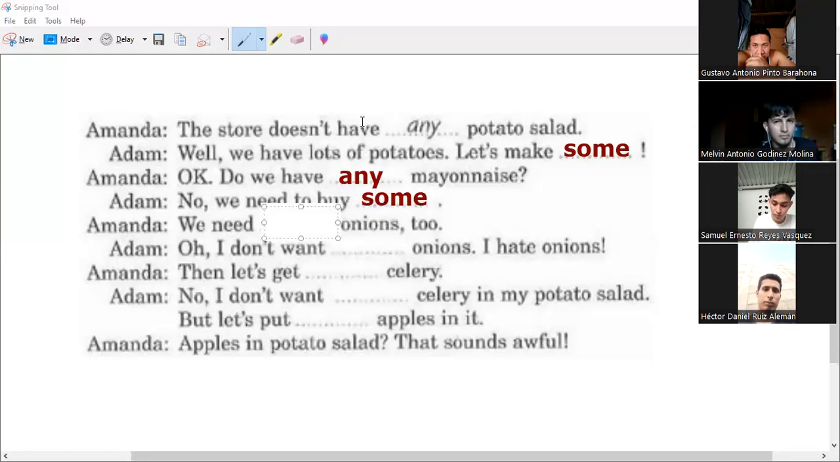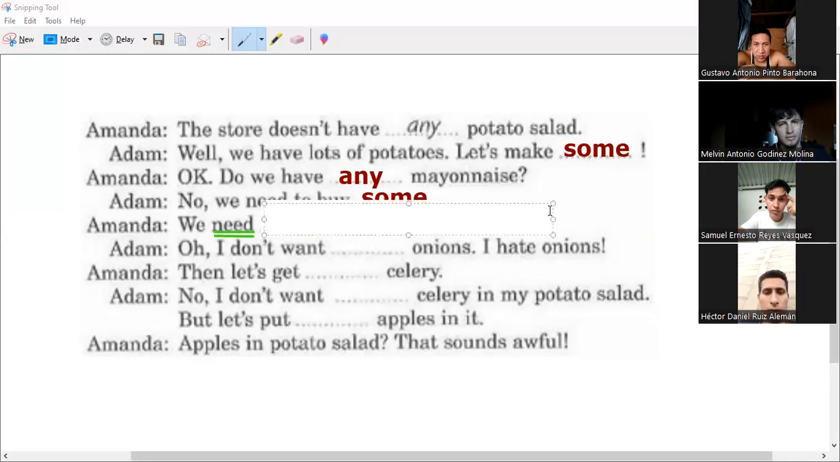We need some. Okay, pregunta. Is it affirmative or negative? Look at the verb. Is it affirmative or negative? Sorry, no, este no. El otro. Affirmative or negative? Affirmative. So is it any or some? Some. Good. Some. We need some onions.